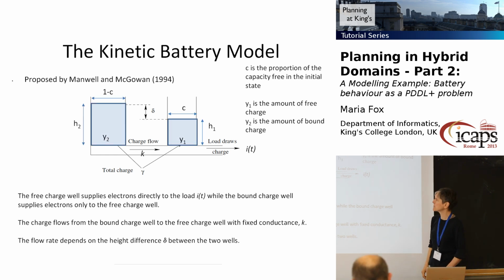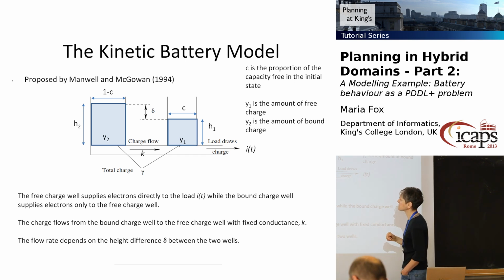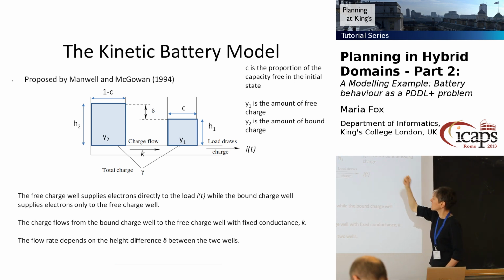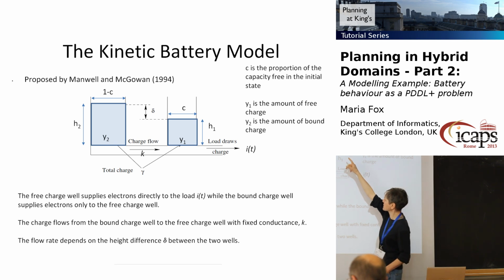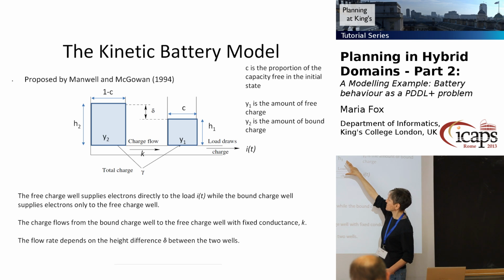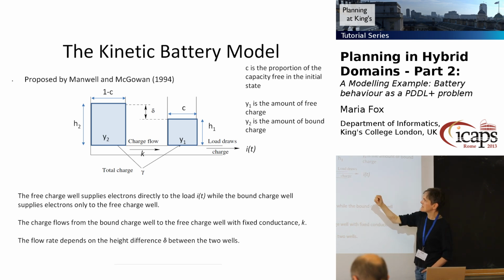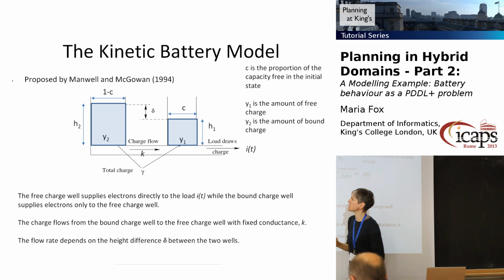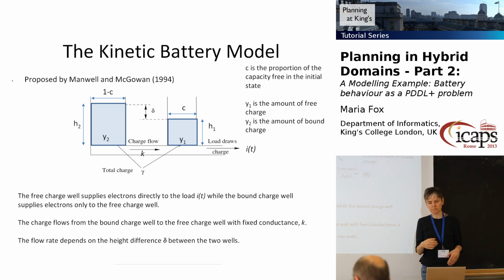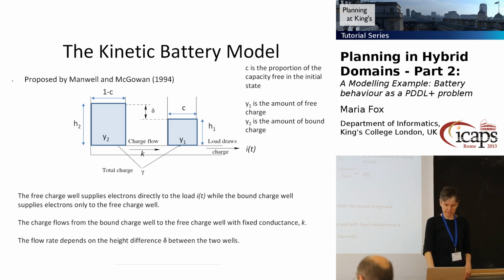And actually we can see the charge in these two wells in terms of area, and then what we can say is that given that c is the proportion of the capacity that's available in the first well, then the height of the charge in that well is given by y1 over c, and the height of the charge in the other well is given by y2 over 1 minus c. So those are just some variables and their definitions that we obtained from the kinetic battery model.